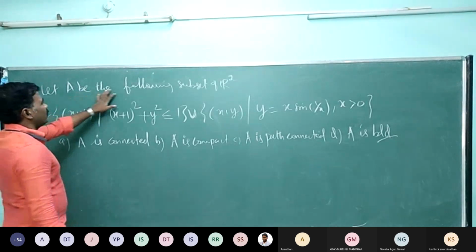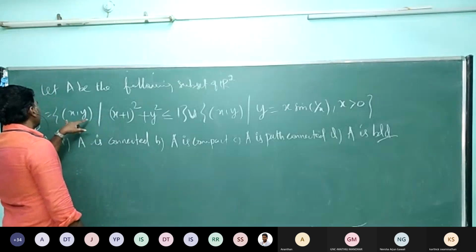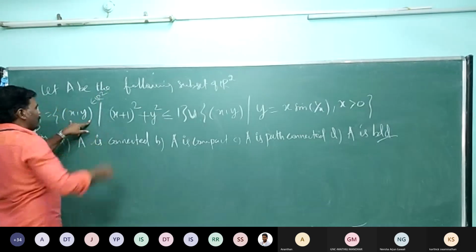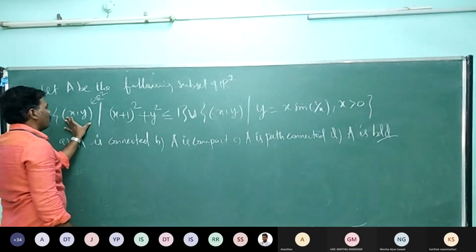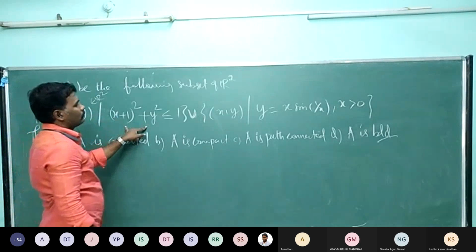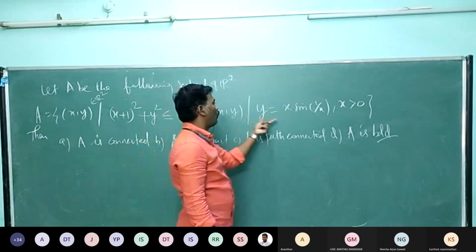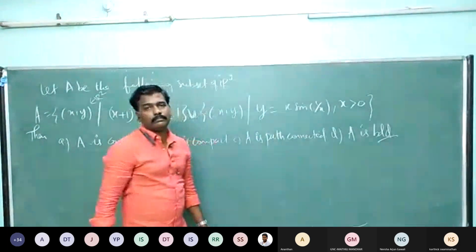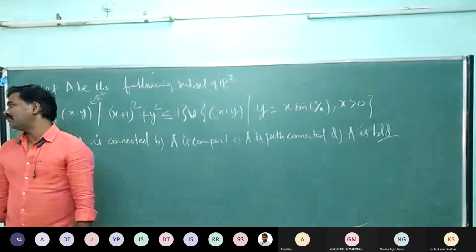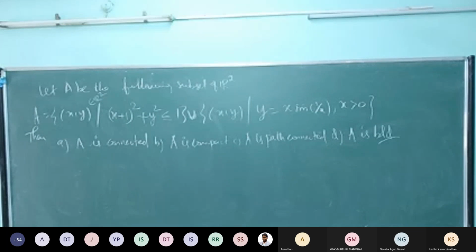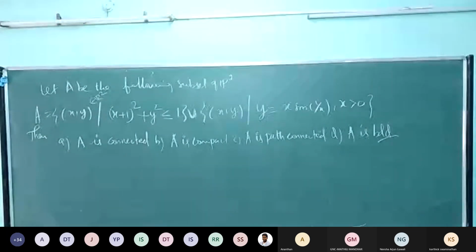I just read: let A be the following subset of R2. How are they defining A? It collects elements of R2, which means ordered pairs. The set of all (x, y) with this property, union, another set of all (x, y) with this property. Now, can you identify what A is? Just draw it in R2, please. Please try to draw the diagram.